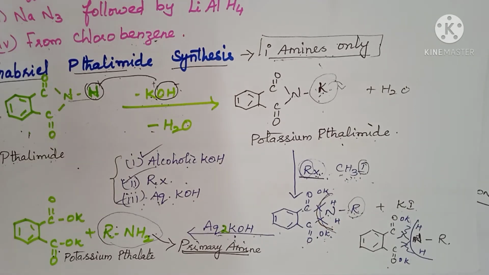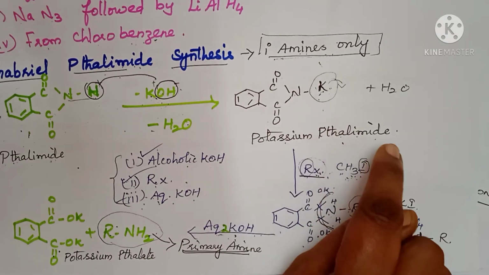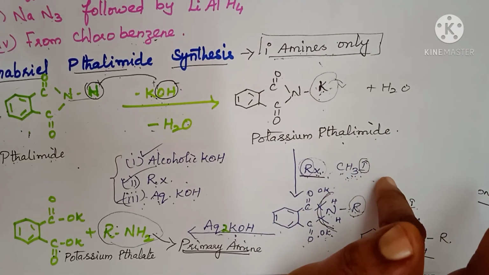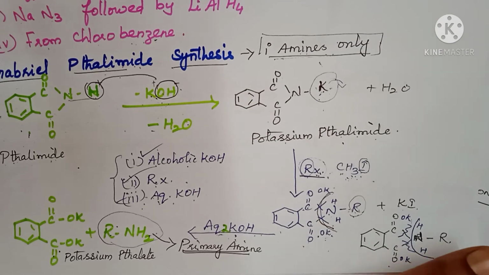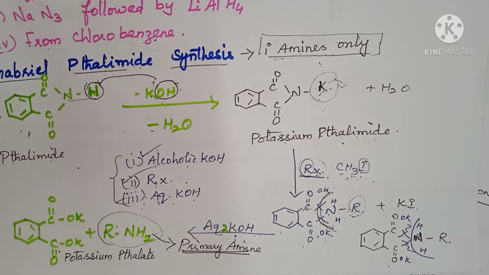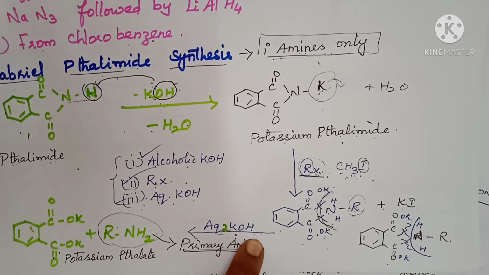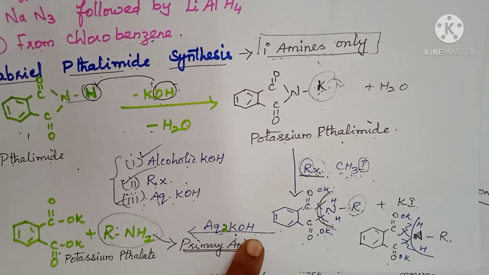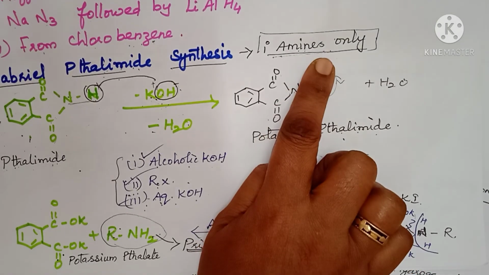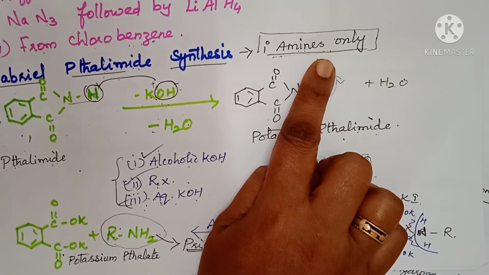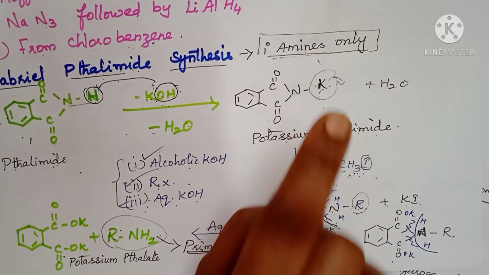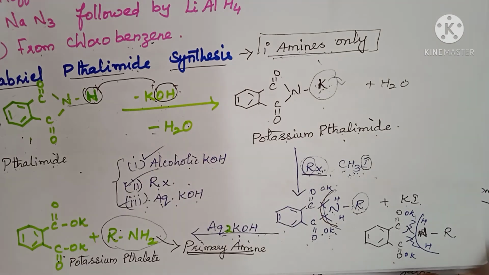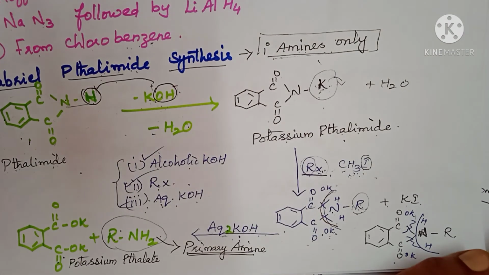Okay, hope you got it. Aryl halide does not undergo nucleophilic substitution reaction with potassium phthalimide. Why? Because steric hindrance takes place, a bulky group it is. So these are the reasons. Hope you got this point. So in Gabriel phthalimide synthesis, 100% we can gain only primary amine. Even in choose-the-correct-answer MCQs, you can confidently answer that only primary amines can be gained from Gabriel phthalimide synthesis. Hope you got it very clearly.